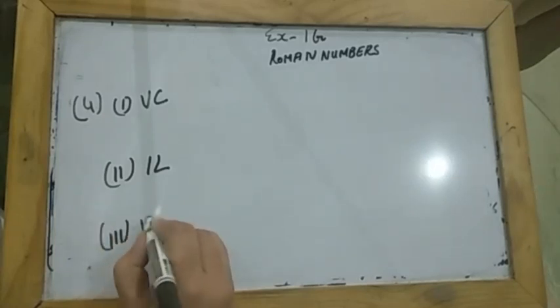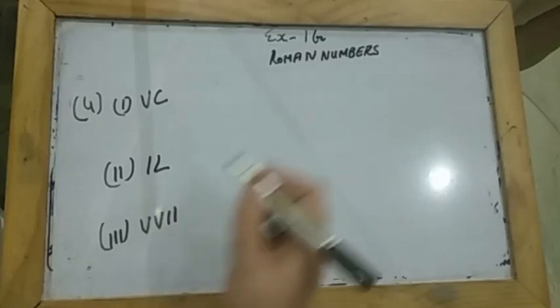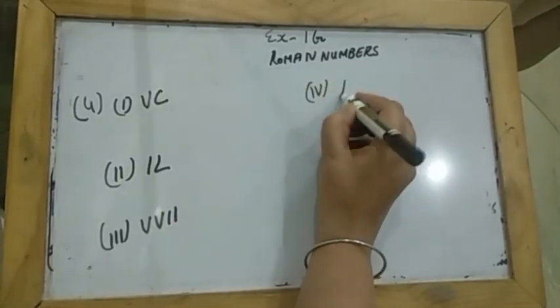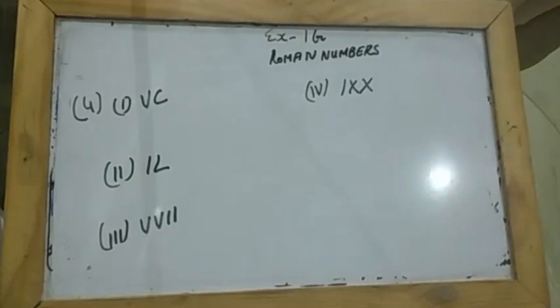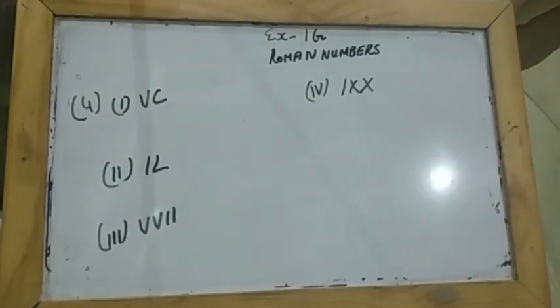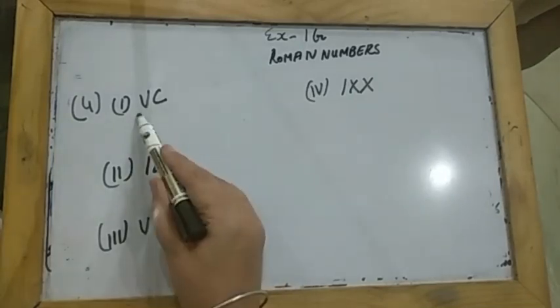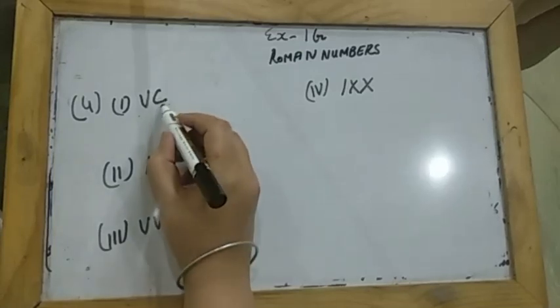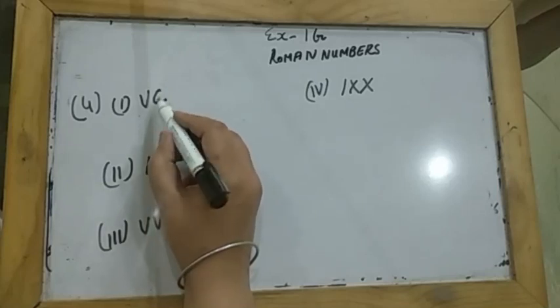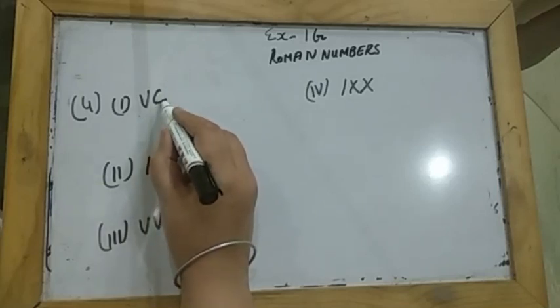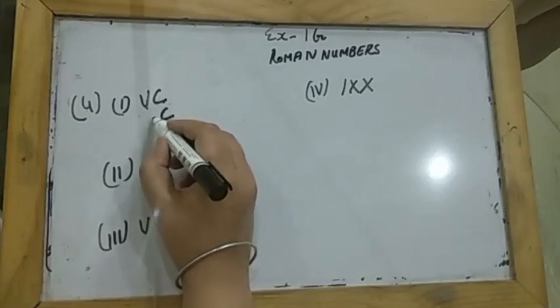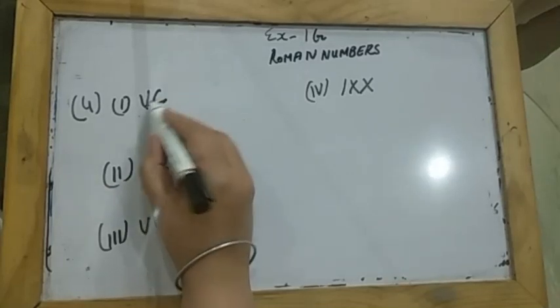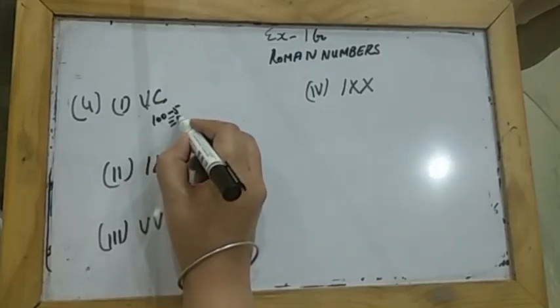Now come to the fourth question, and they have given you some numbers in the Roman form and they are saying these are meaningless. They don't make any meaning. They are not actually Roman numbers. So why are they not Roman numbers? We have to give a reason for that. So look at the first number, it's VC. Recall the rule that if to the back of a bigger number I write a smaller number, it becomes subtracted. So this becomes 100 minus 5, 95.